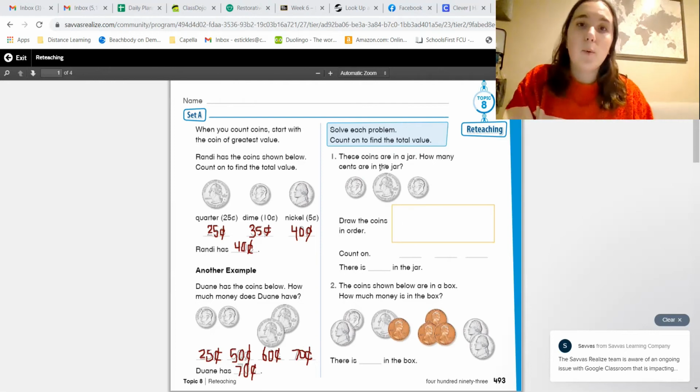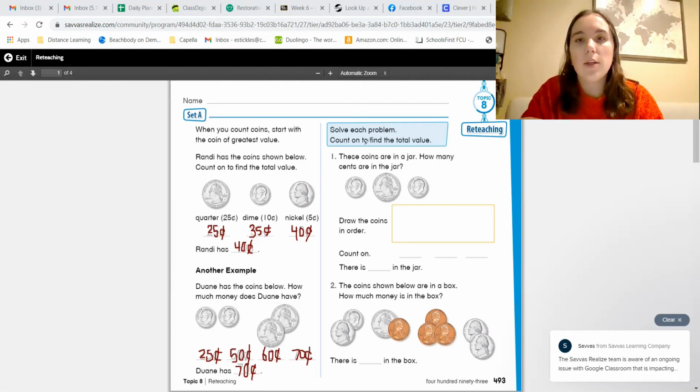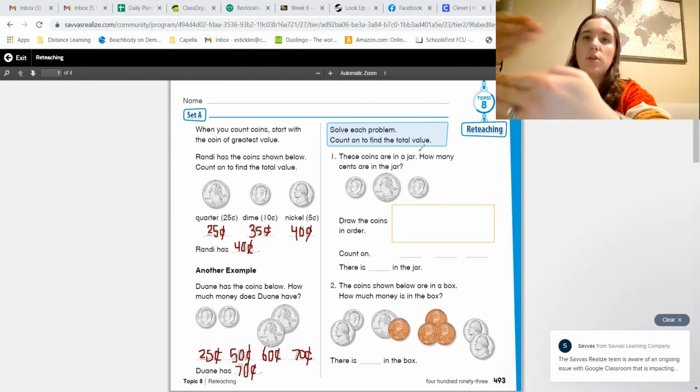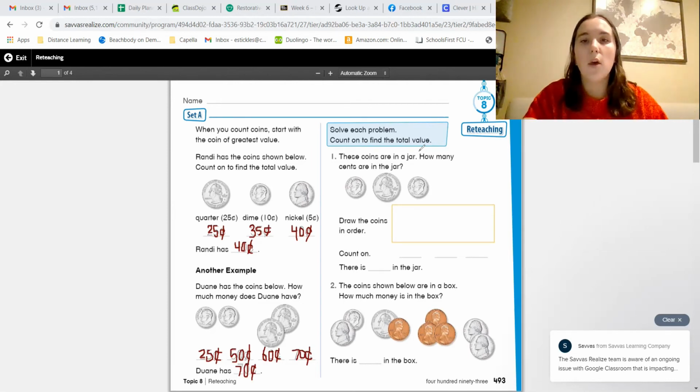Now let's go to problem number 1 on the right side of our page. Solve each problem, count on to find the total value. Remember, counting on means you start with a value and then you keep just adding on each new value until you get to your total. So it says these coins are in a jar. How many cents are in the jar? So we have a dime, a quarter, and a dime, and we need to figure out how much that is all together. We need to put them in order though.